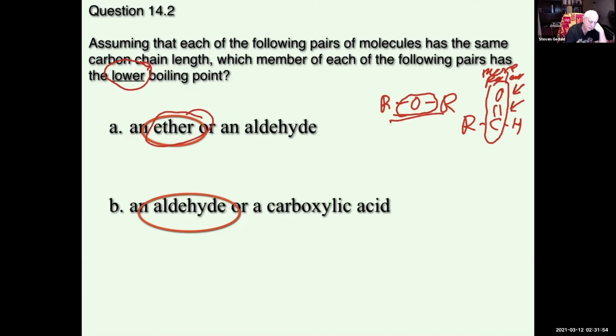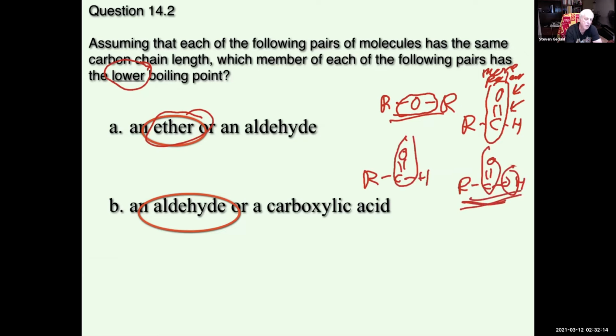Okay, an aldehyde or carboxylic acid. That's going to be easy because we know carboxylic acid is the highest that we got so far. Carboxylic acids have two polar groups plus hydrogen bonding, while aldehydes have one polar group. So which one is going to have the lower boiling point? It's already circled for you. So the aldehyde, right? Okay, because it only has one polar group versus the two. Carboxylic acid so far has the highest boiling points and melting points of any of the functional groups we've talked about yet.